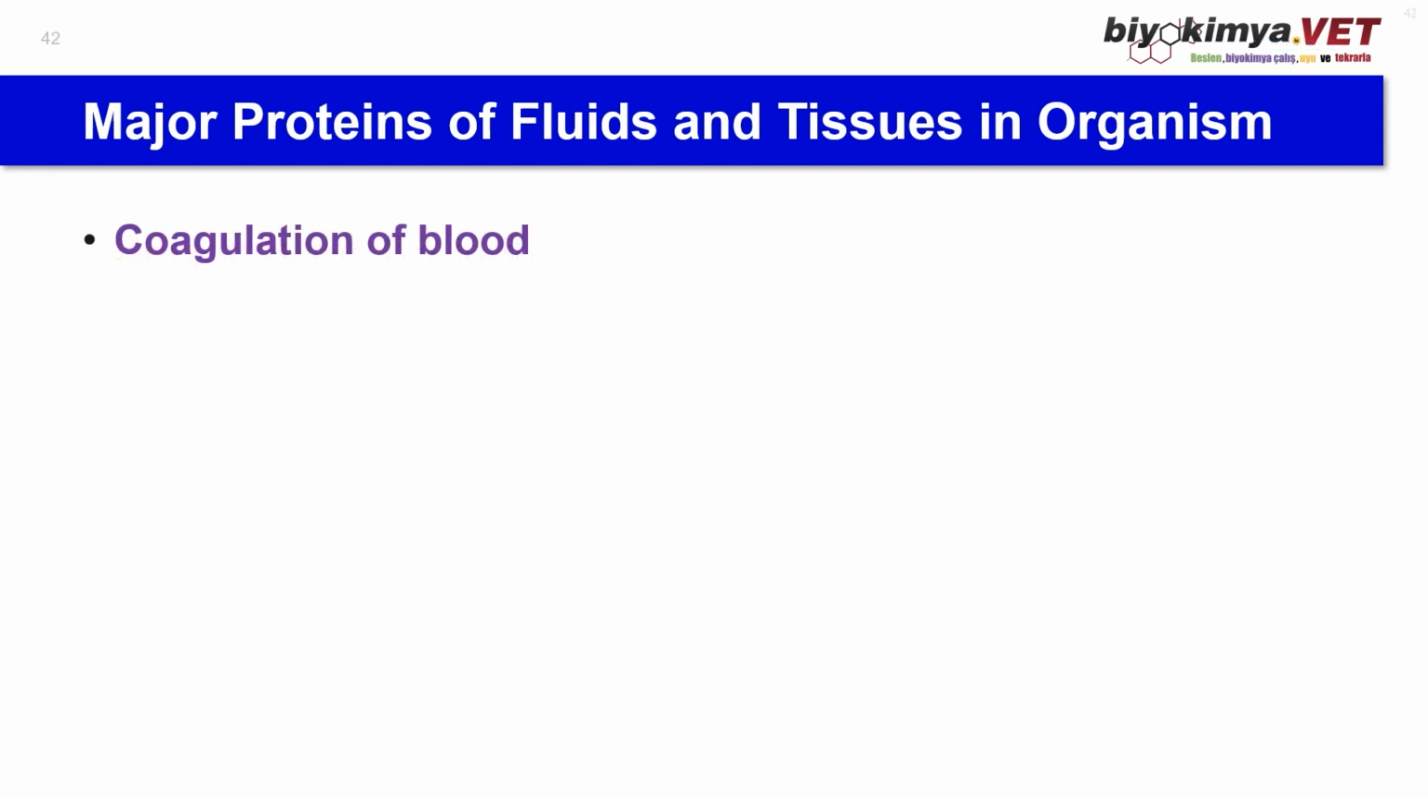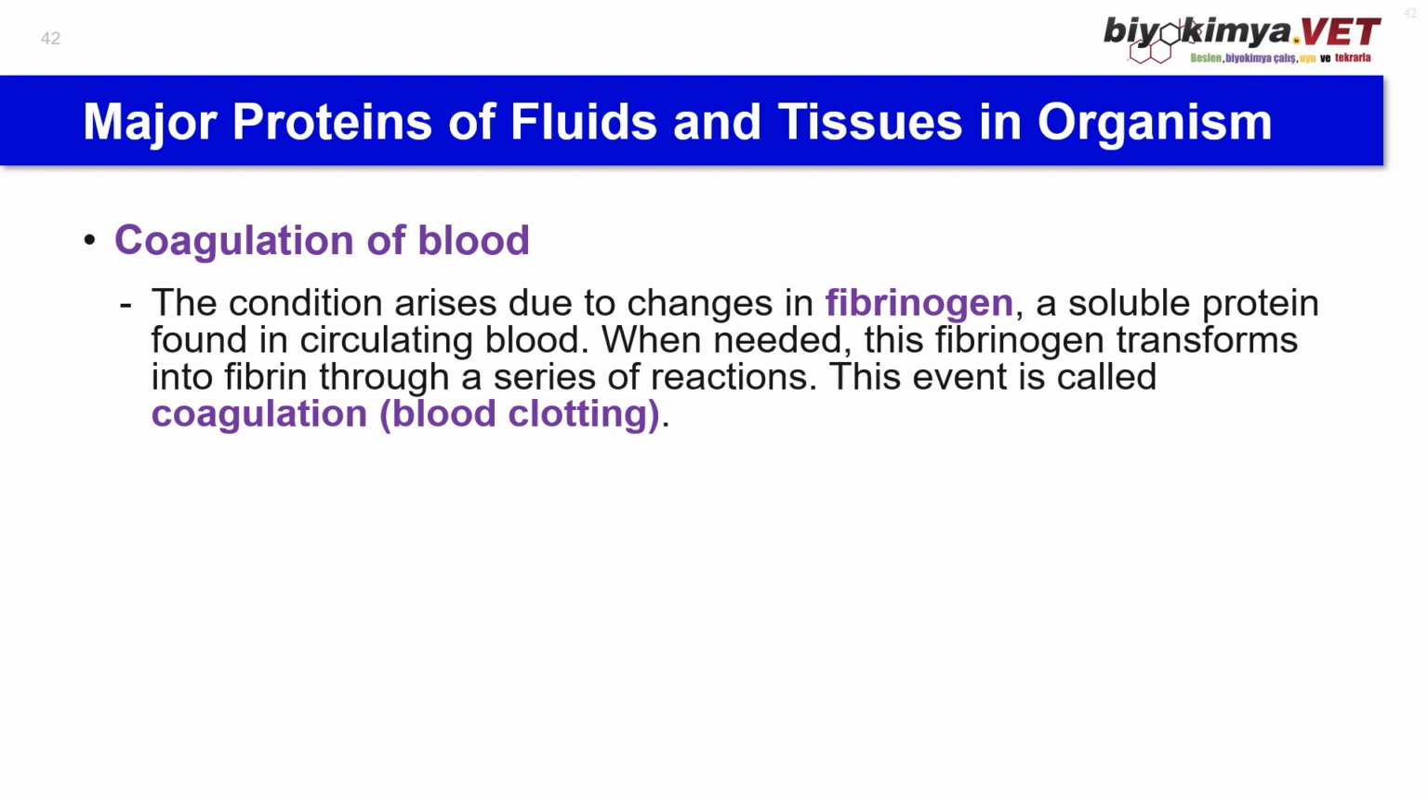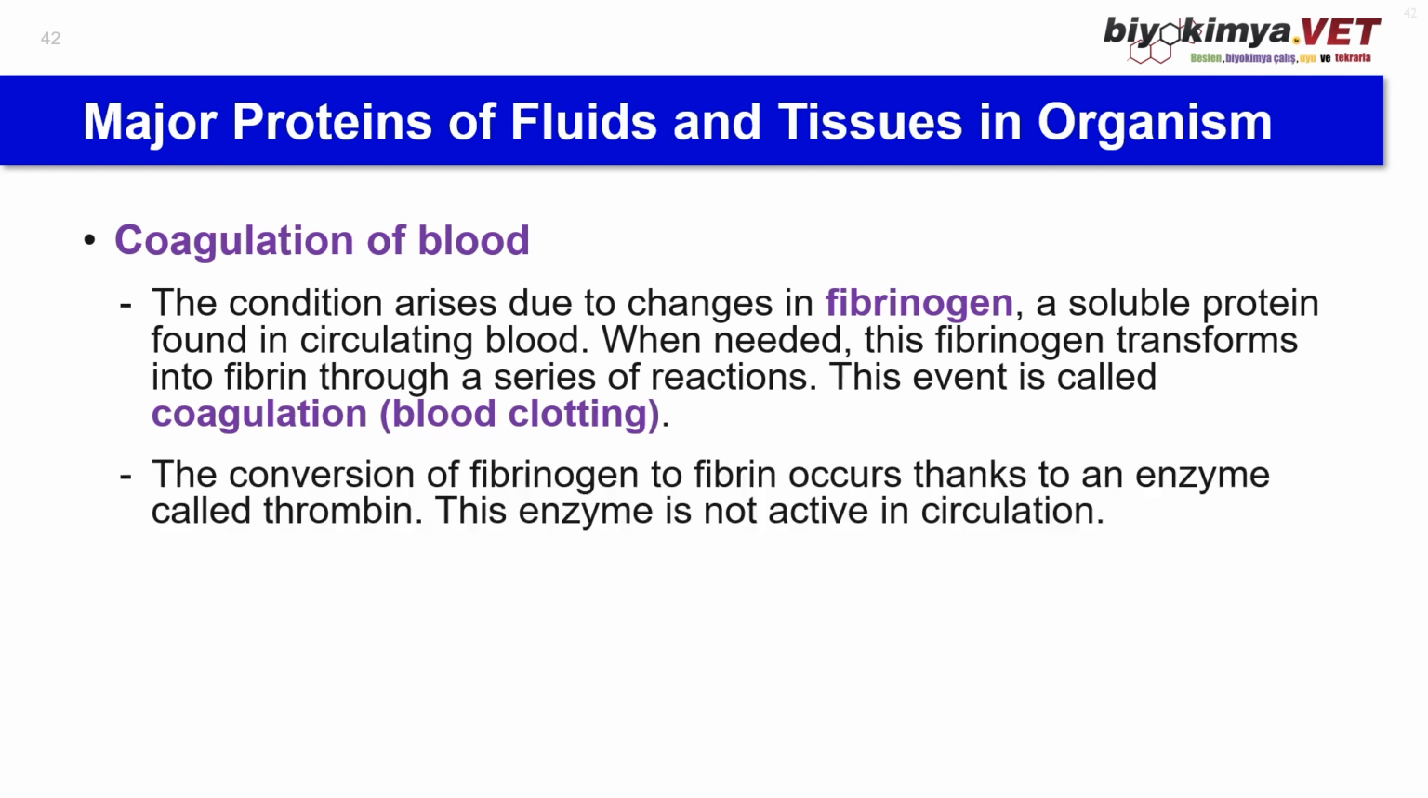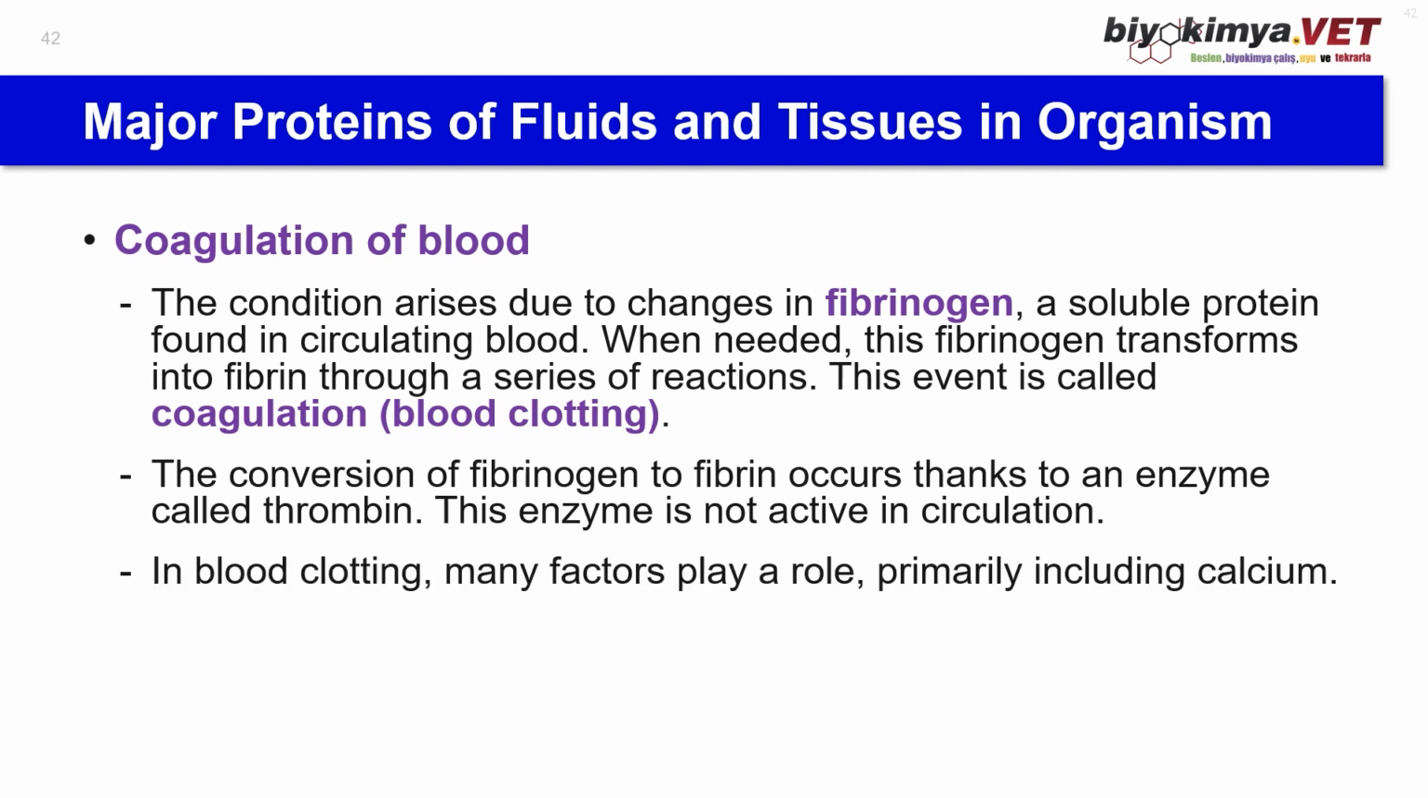Coagulation of blood. The condition arises due to changes in fibrinogen, a protein found in circulating blood. Fibrous protein. When needed, this fibrinogen transforms into fibrin through a series of reactions, and this event is called coagulation or blood clot. The conversion of fibrinogen to fibrin occurs thanks to an enzyme called thrombin, and this enzyme is not active in circulation. In blood clotting, many factors play a role, primarily including calcium. But which form of calcium? The ionized calcium. Free calcium, or the physiologically active calcium.